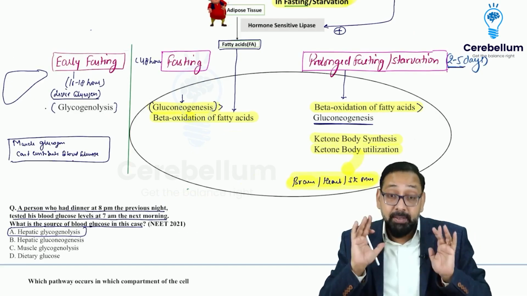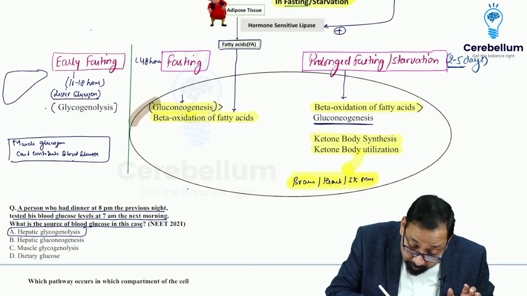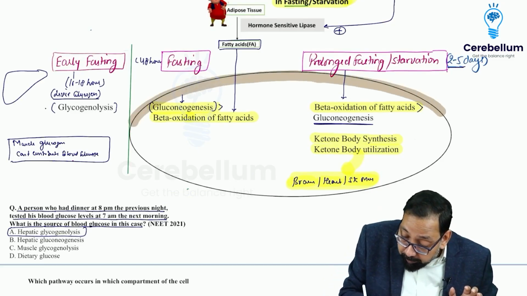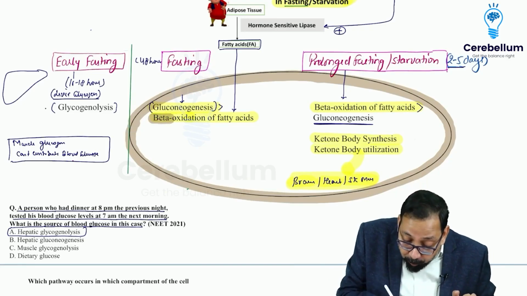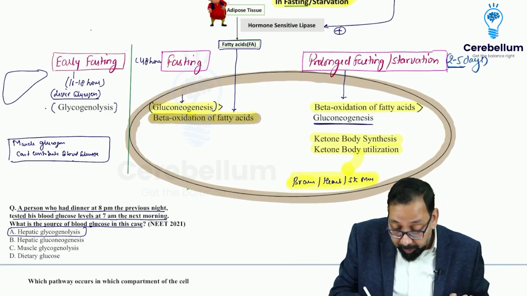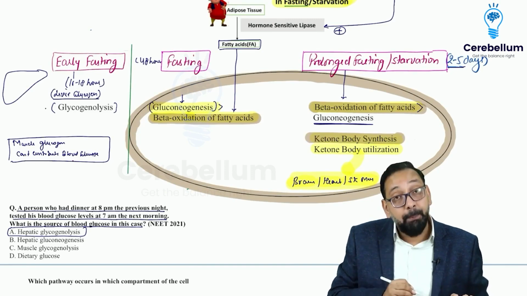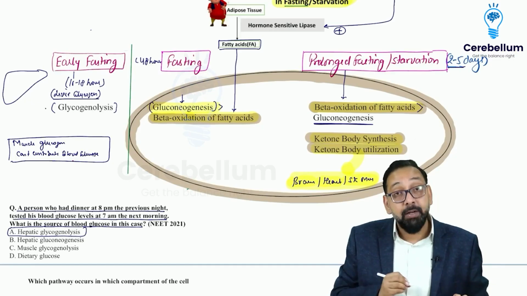So now I can say that this circle is mitochondria. This beta oxidation of fatty acid occurs in mitochondria. Ketone body synthesis occurs in mitochondria. Ketone body utilization occurs in mitochondria.